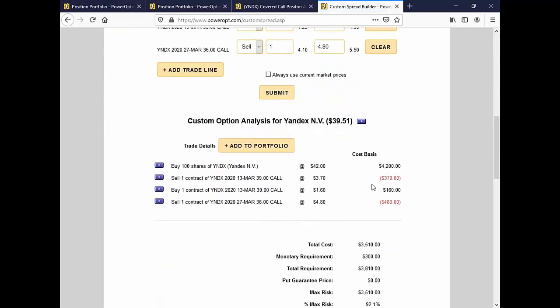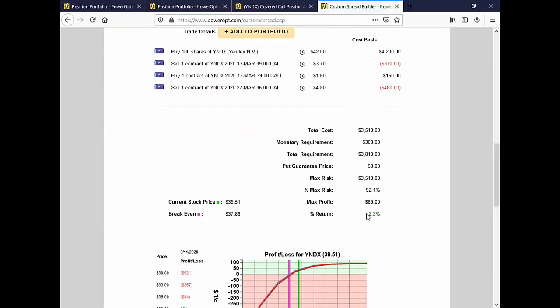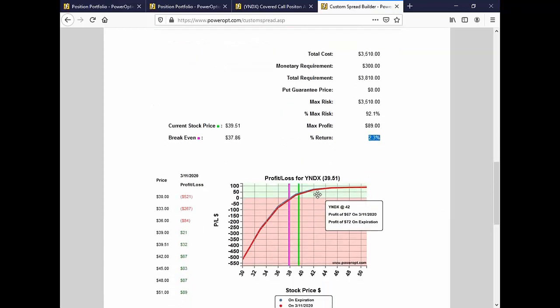480. Okay. So this increases my potential profit to 2.3%. I'm going to talk about this in just a moment. This curve profit loss chart. Why am I not seeing the hockey stick graph? I'll talk about that in a moment. So here's one of the dilemmas.